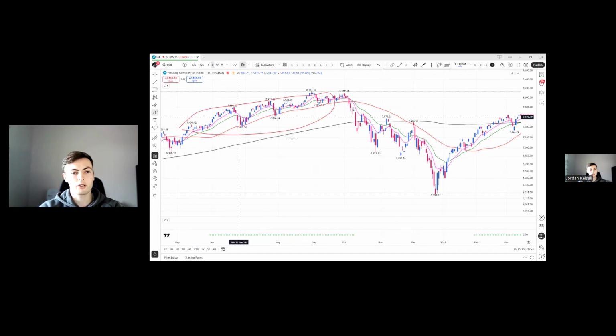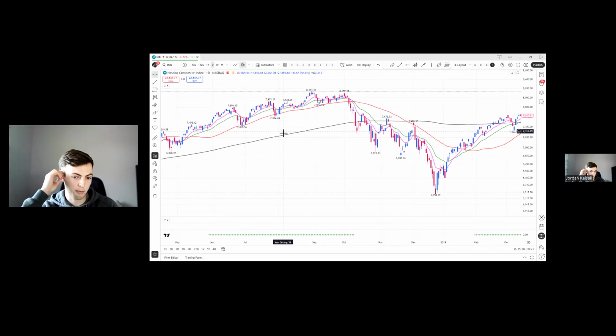Like I said, a follow-through day is a big up day after we've had a significant downturn in the market. It was created for big market declines, but more recently it's used after an intermediate correction, which is like 8 to 12%.